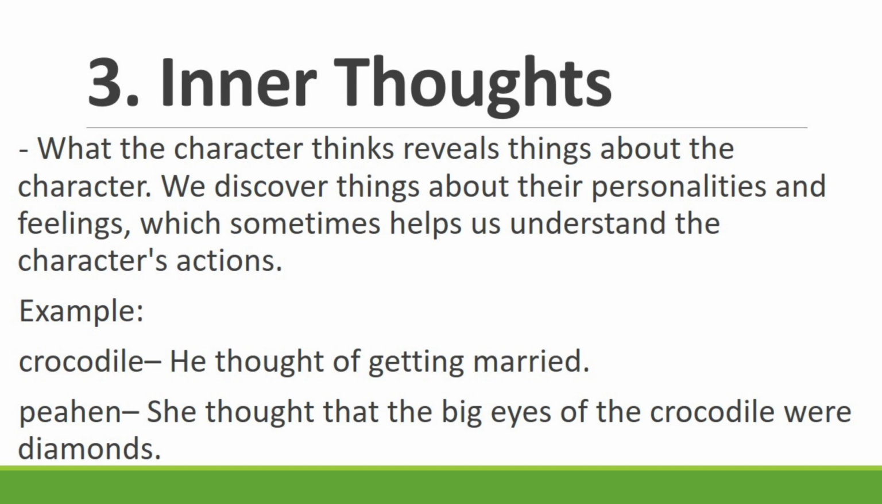And we also have the peahen. She thought that the big eyes of the crocodile were diamonds. That was actually the main reason why the peahen wants to get married to the crocodile, since the peahen thought that she will be a happy wife since her husband has diamonds. And we may say here that the peahen is actually a gold digger. So when we say inner thoughts, this is what the character thinks.